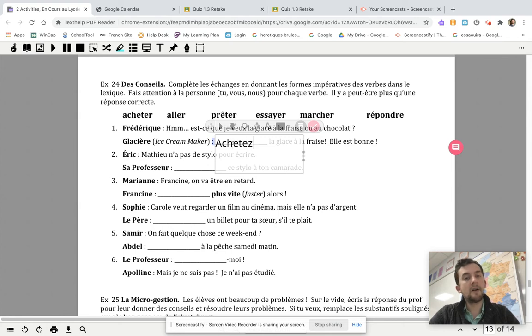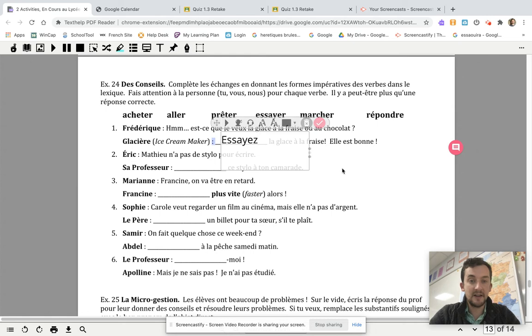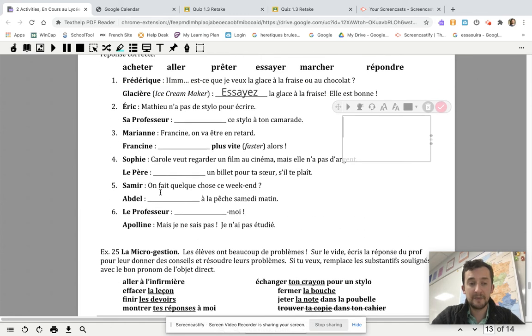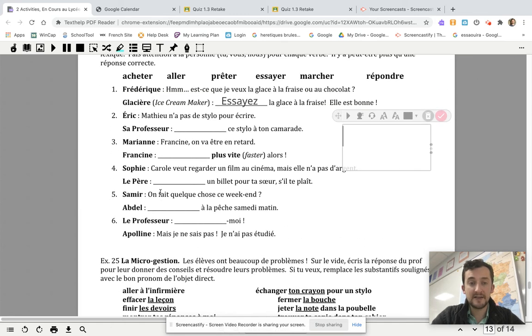So he could say, oh, achetez la glace à la fraise. Buy the strawberry ice cream. Sure. He could also say, essayez la glace à la fraise. Elle est bonne. It's good. There you go. That's it. That's what you got to do. Now, in the second one, you're going to use the tu form because notice it's Eric talking to his teacher. D'accord? And I'll let you think about the rest of them on your own. D'accord?